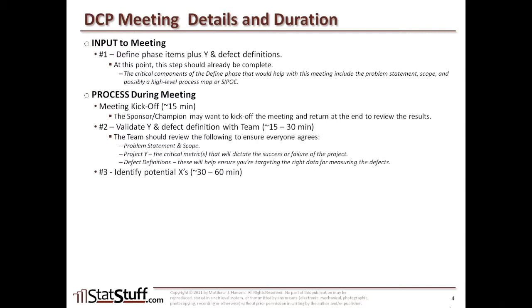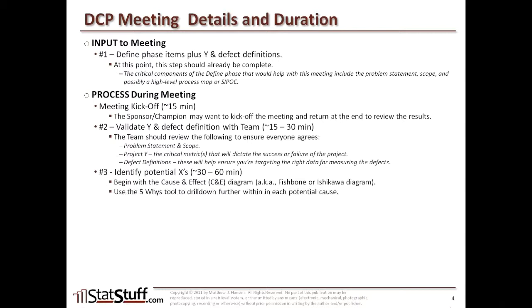The next step that we're going to follow within the meeting is to identify the potential X's. Now this might take about 30 to 60 minutes with the team to work through these things. This is where you can start with the cause and effect diagram, or the C&E diagram, also known as the fishbone or Ishikawa diagram. And you can also use the 5 Whys tool in order to drill down even further to find the potential cause. But actually what I like to do is use a combination of a more simplified version of the C&E diagram implemented with the 5 Whys tool. So it's taking both approaches at once and combining them together, which is a part of another lesson that I'll go over.